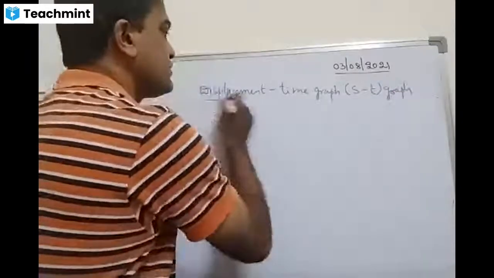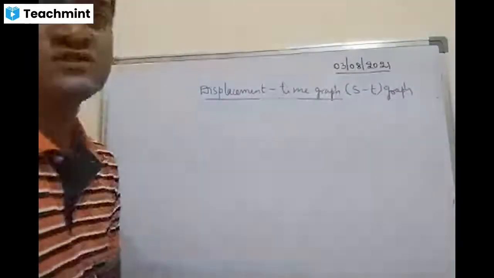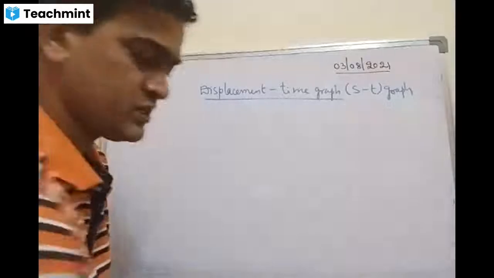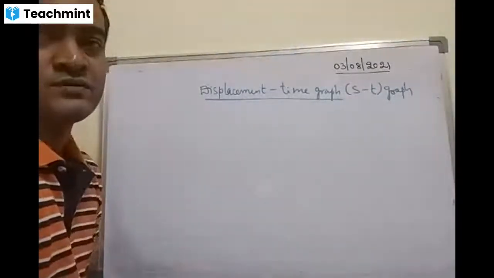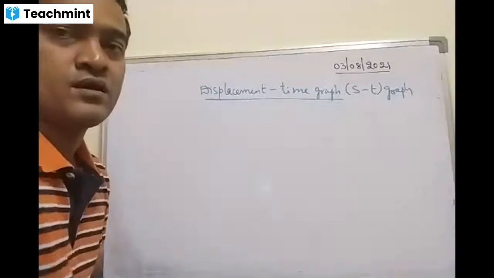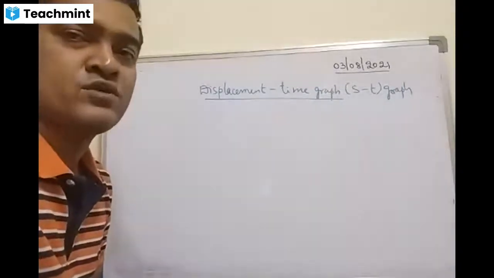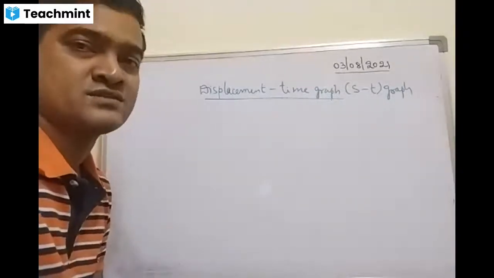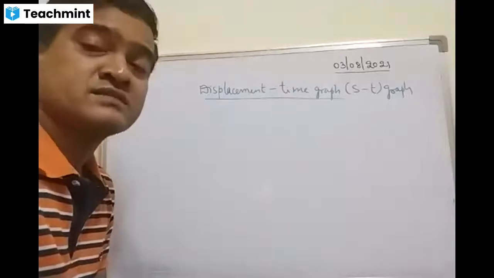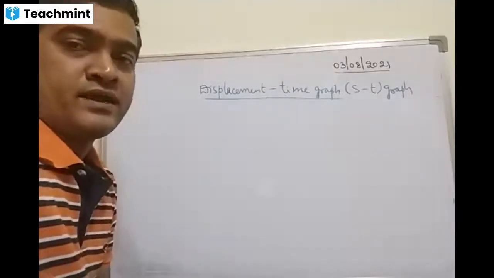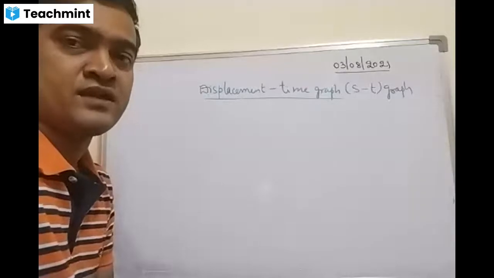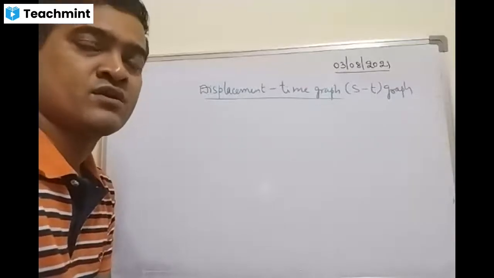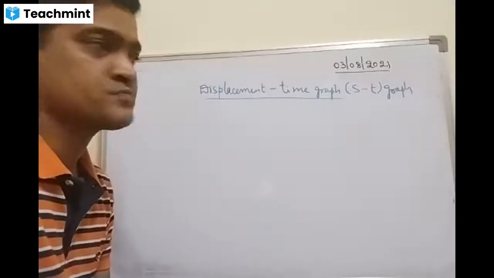What is the symbol that we use generally for displacement? S, and time for T. ST graph. So as you have studied in your lower classes, always remember, independent variable is taken along x-axis and a dependent variable is taken along y-axis.